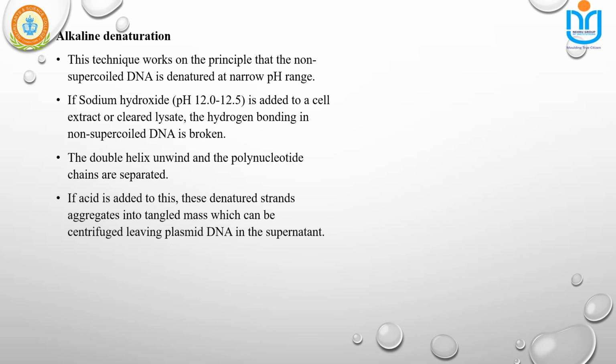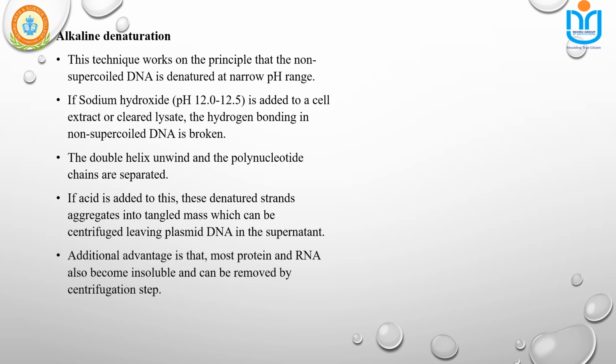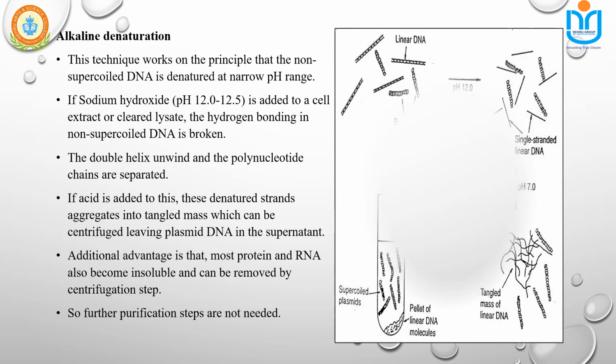If acid is added to this, the denatured strands aggregate into a tangled mass which can be centrifuged, leaving plasmid DNA in the supernatant. An additional advantage is that most protein and RNA also become insoluble and can be removed by the centrifugation step. So further purification steps are not needed.